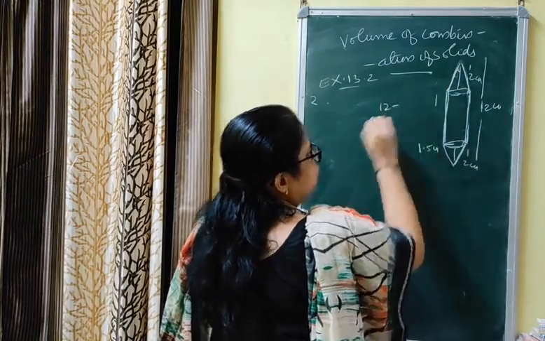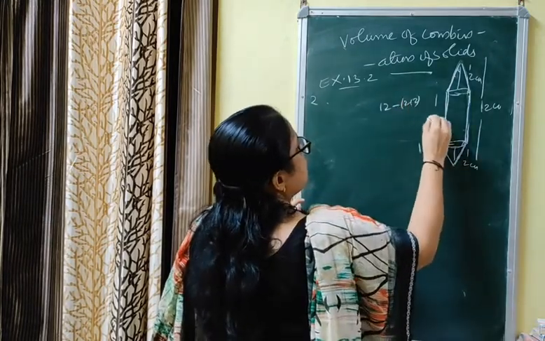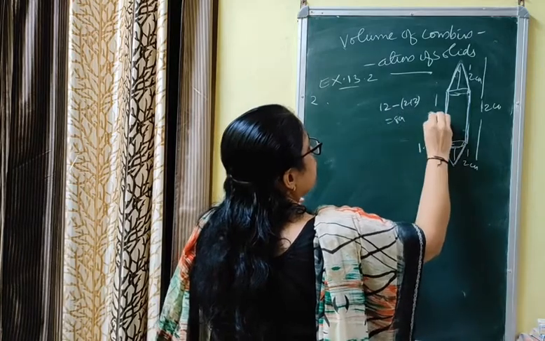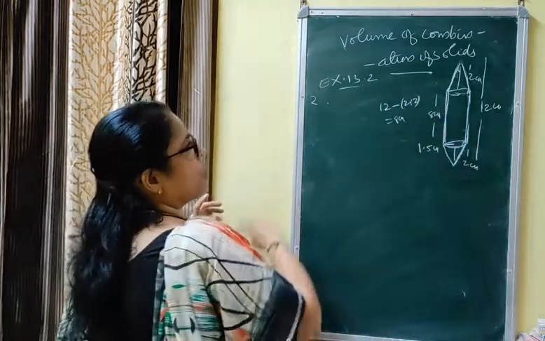12 में से दोनों को माइनस करेंगे. Then you will get 12 minus 2 plus 2, that is 8 centimeter. This should be understood. Total length मतलब पूरे solid का उसमें से cylindrical part अलग करना है.